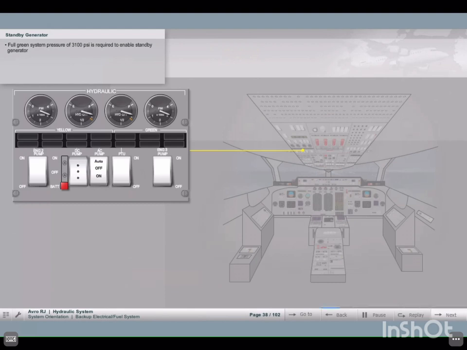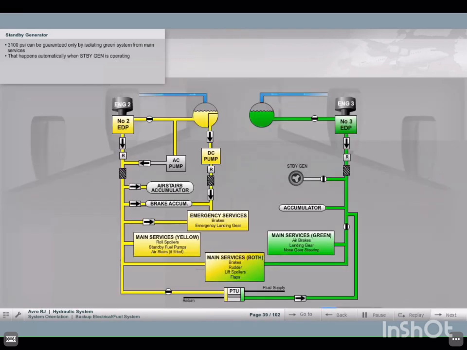The full green system pressure of 3,100 psi is required to enable a standby generator to give a constant frequency. The only way 3,100 psi can be guaranteed is by isolating the green system from the main green hydraulic services. This happens automatically when the standby generator is operating.